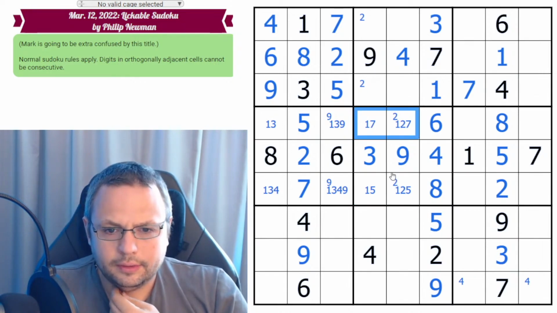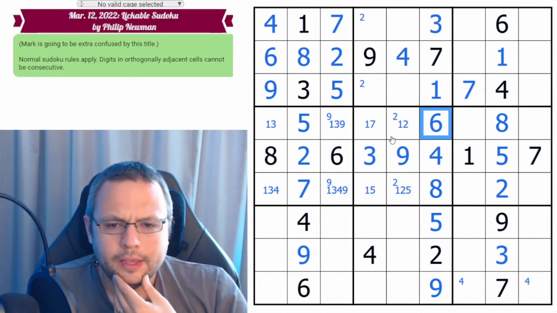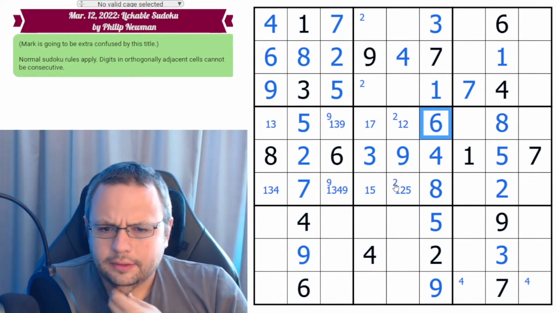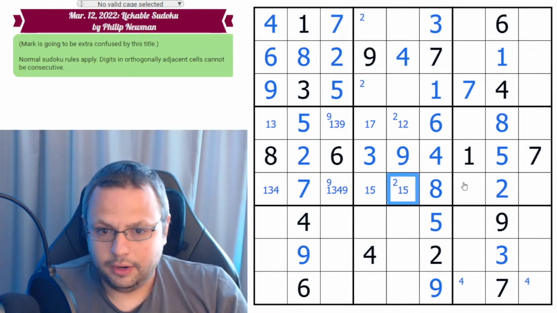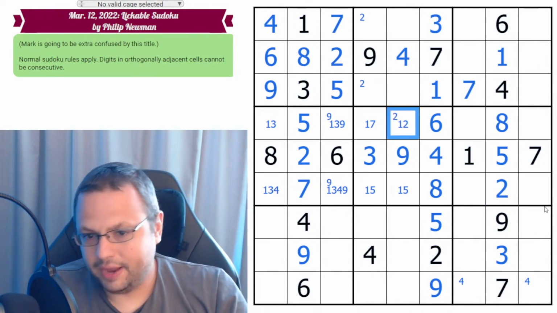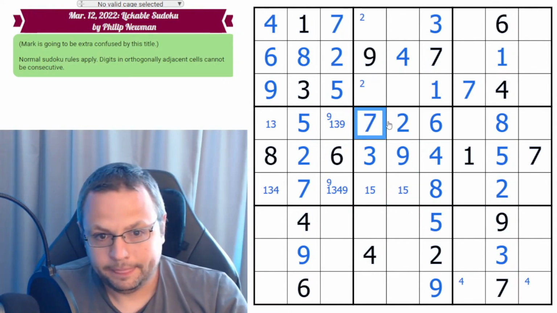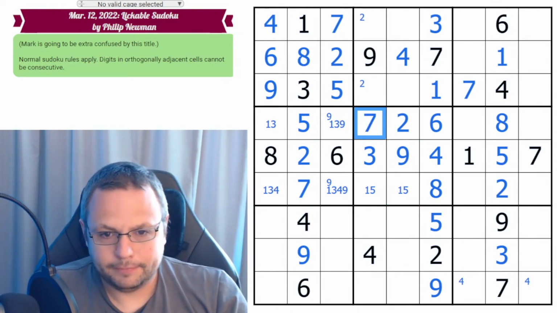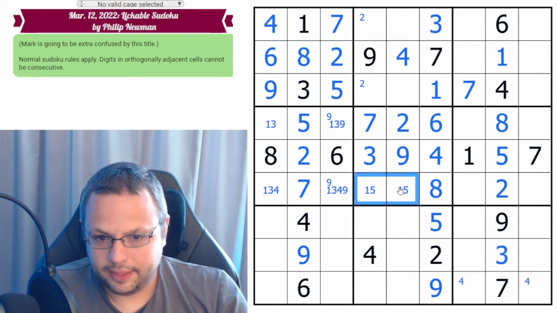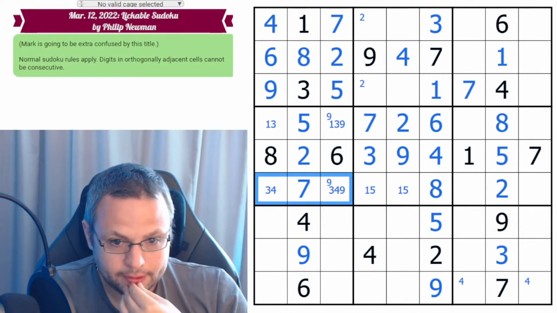Let's see. This isn't 7 by non-consecutive. This isn't 2 by Sudoku. Oh. Well, I should have started there. Because when I placed this 2, it dislodged a 2 pencil mark, which puts a 2 here, which means this can't be 1, so it's a 7. So that is a thing. Okay, so these are 1, 5. So these aren't 1 in particular.